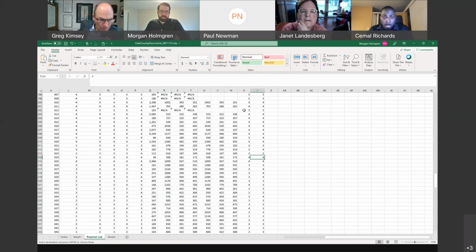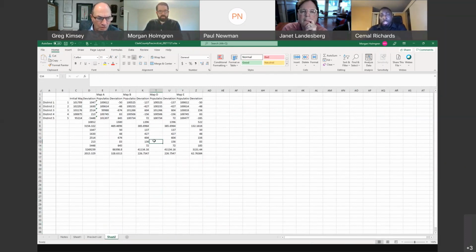Is that correct, Small? You wanted to move 612 to 3, is that right? That was 612. I think it would go from 5 to 3. And that would shrink it even more with my alternative. So map E is the updated version of A that has 612 in District 3 instead of District 5.